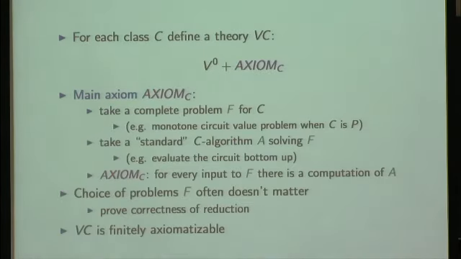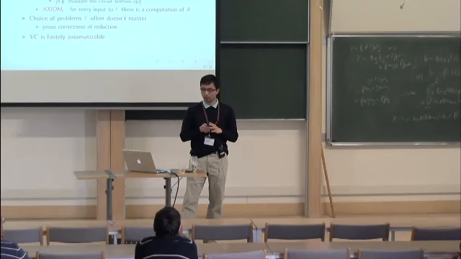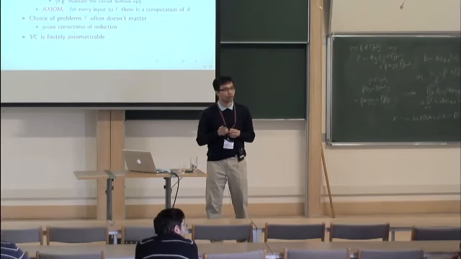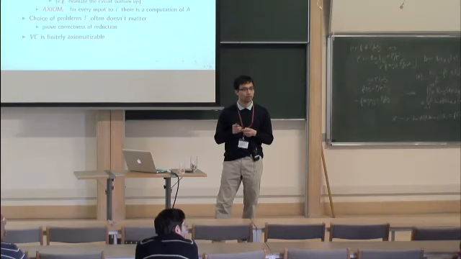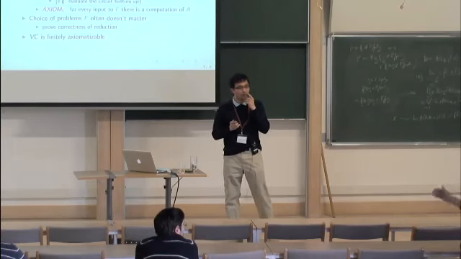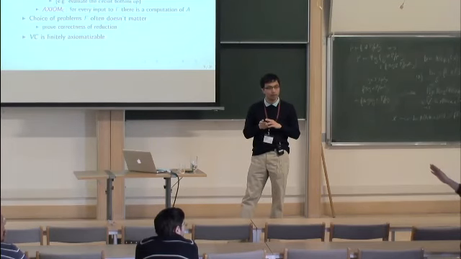Would you take the truth predicate for whatever kind of formulas as your axiom? You mean the truth predicate for what predicate? The truth predicate would say: given a formula of the right complexity and a string, it tells you whether the string satisfies the formula. So this would be like the circuit value problem, and just the same. It would be more uniform. You just take the truth predicate for any class.